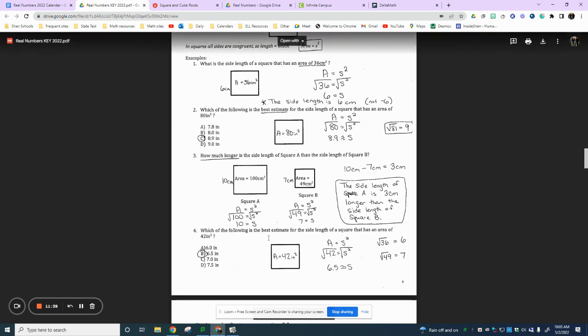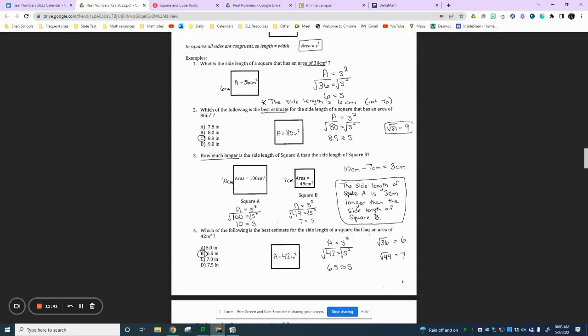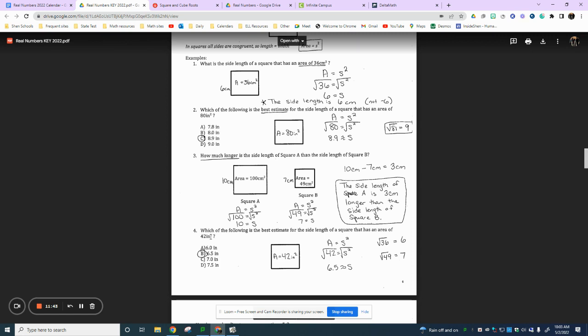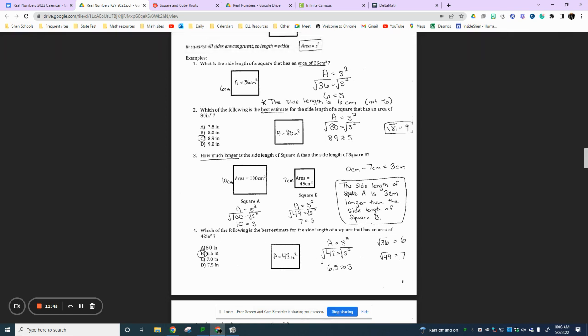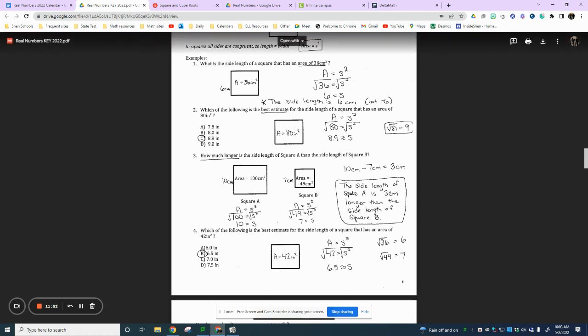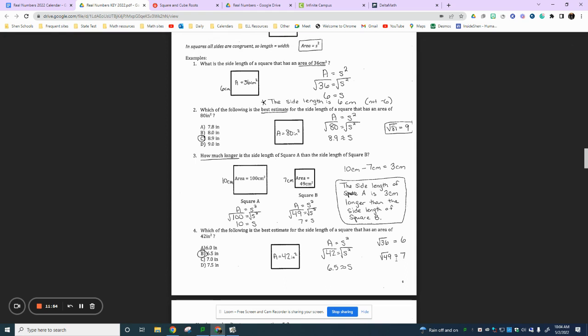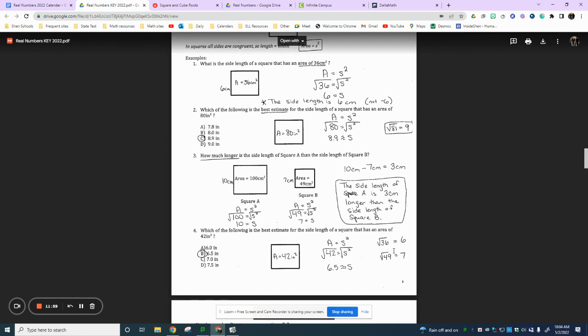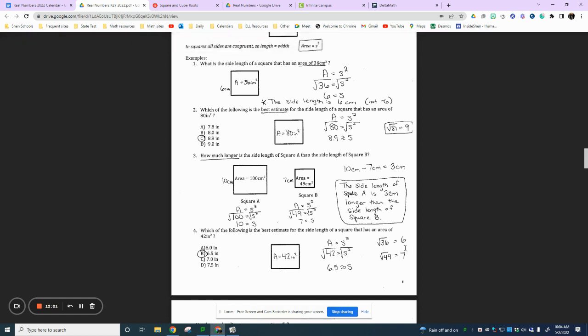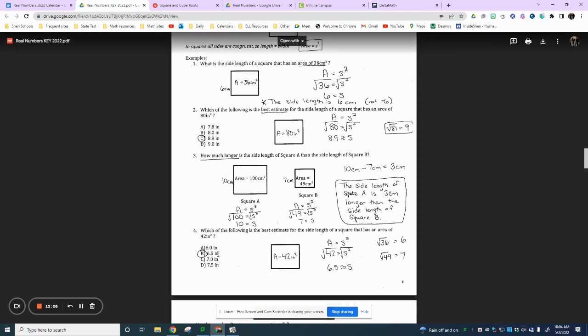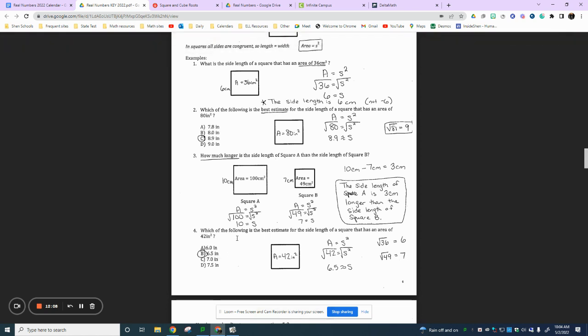And number 4, which of the following is the best estimate for the side length of a square that has an area of 42 inches squared? So again, if I'm approximating this, I can say, well, I know that the perfect squares above and below it, the square root of 36 and the square root of 49, give me perfect squares of 6 and 7. 42 is right in the middle of those two numbers, so halfway between 6 and 7 would be 6.5. Again, you do have calculators, so you could always do that.